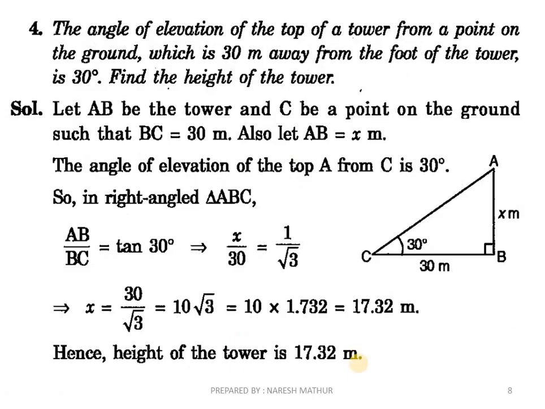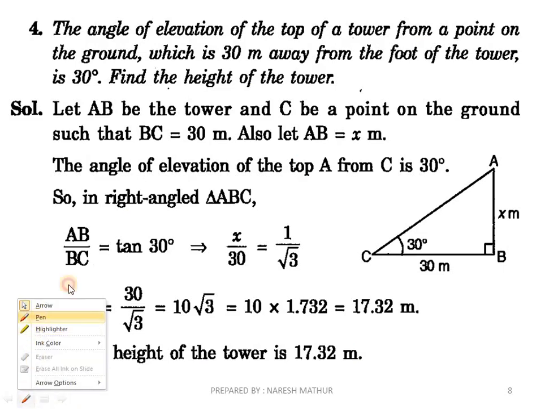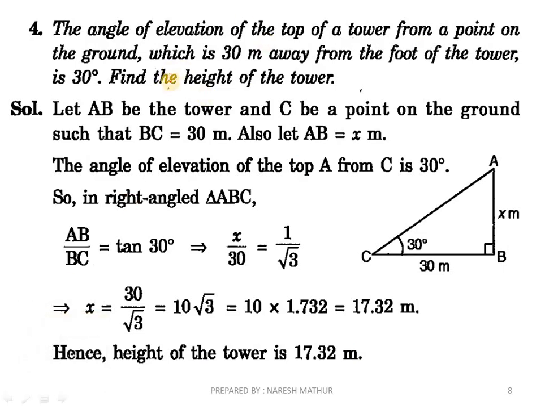In the next question, the angle of elevation of the top of the tower from a point on the ground which is 30 meter away from the foot of the tower. Now see here, the condition is given, the observing point is here and the foot of the tower is 30 meter away. It means we are given base, we need to find the height of the tower when the angle of elevation is given as 30 degrees.